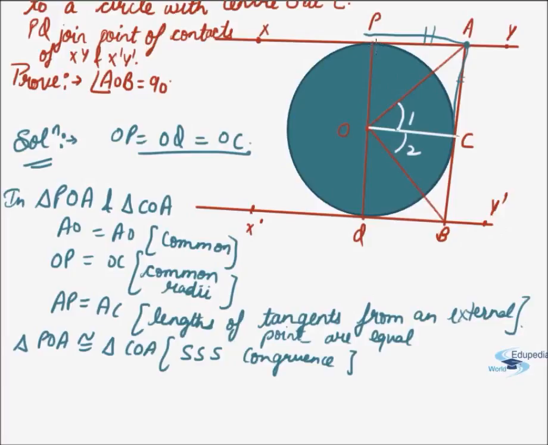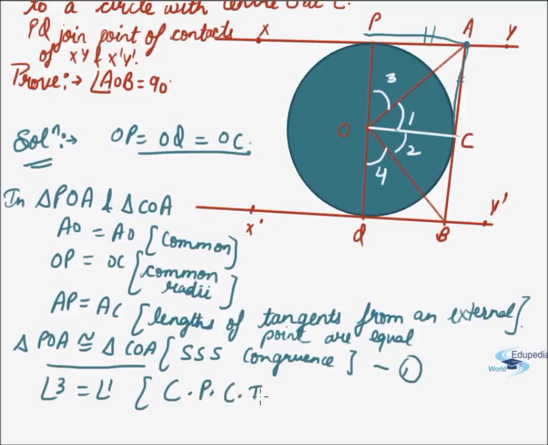Now, the triangles which we have proved congruent involve 1 and this angle, which let us label 3. Similarly, let us label this angle as 4. Now, by this equation, we can say that angle 3 is equal to angle 1 by corresponding parts of congruent triangles.